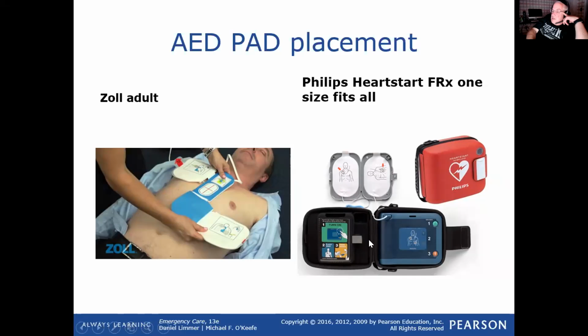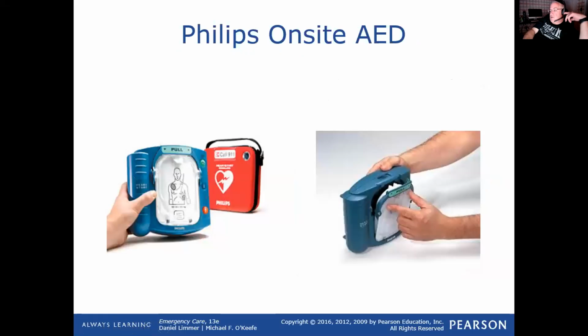Most people buy the Philips ones now. Depending on which one you get, you see right on the pads they have arrows showing you where they go on the patient's chest. This is another, different Philips one. This is what they call a non-ruggedized one. It's designed to be inside, not outside.